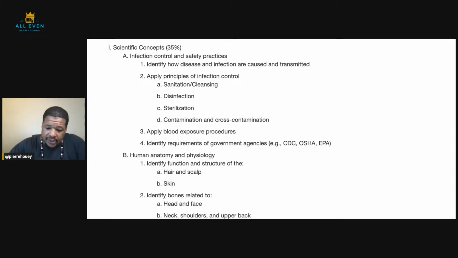The second step of infection control is disinfection. Remember that disinfection is the process that eliminates most, but not necessarily all, microorganisms on non-porous surfaces. Let me go ahead and tell y'all off the bat: anytime you're dealing with a question about disinfection and sterilization, disinfection kills most, but not all. Sterilization kills all. You have to use an autoclave.